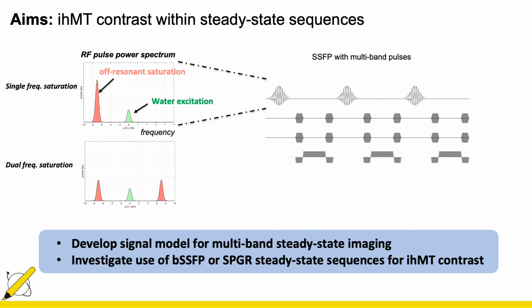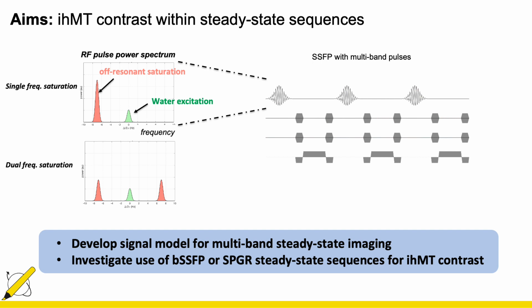So what we noticed was that the types of sequence that we proposed for our controlled saturation work that I mentioned earlier on were also conducive to making this type of measurement. The diagram here shows a balanced SSFP scan with a multiband pulse excitation, and this multiband pulse could be a two-band pulse, so a single band on resonance for water shown in green, and then some off-resonance saturation shown in red or pink.